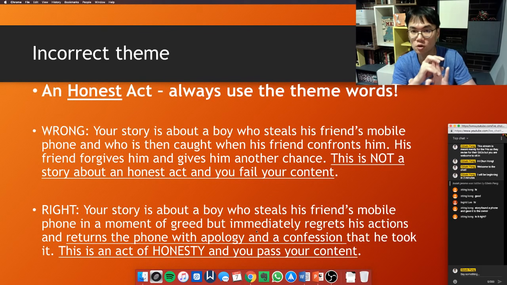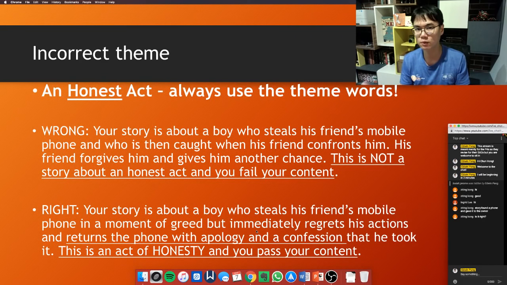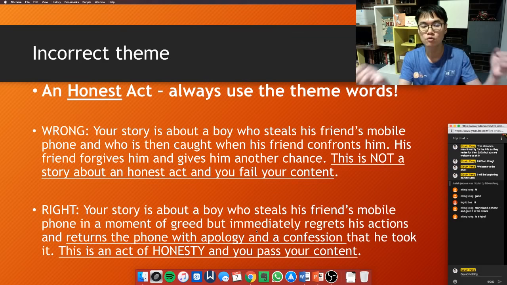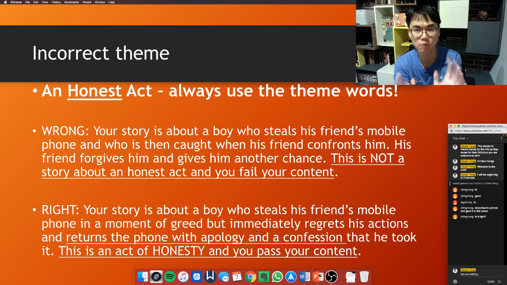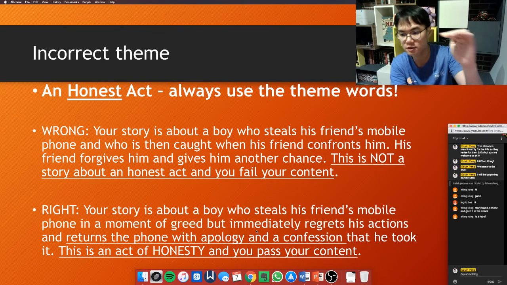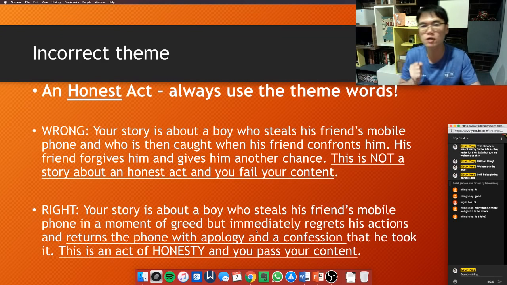Alright, so be very careful that you don't ever fail your content. And to pass your content is very simple. Simply write according to the theme. But remember, we don't just want to pass, we want to do really well. So you must put as much of your story around the theme as possible. So in this case, for an honest act, I want to be writing a lot about the struggle that my character goes through to do the right thing or to be honest.